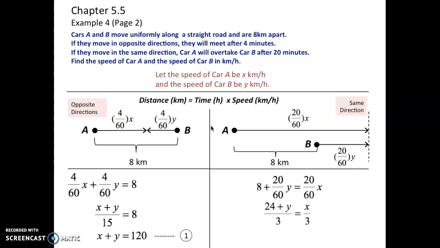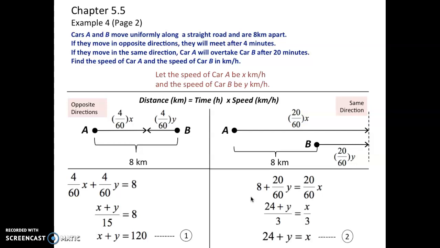Working this out, 20 over 60 when simplified gives you 1 over 3. So I'm going to express it in the same denominator of 3. And to do so, I will need to multiply 3 to my number 8 as well. It is originally over a denominator of 1. So to make it a denominator of 3, I need to multiply 3 to both the numerator and the denominator. So with this, I have 24 plus y over 3 equals x over 3.